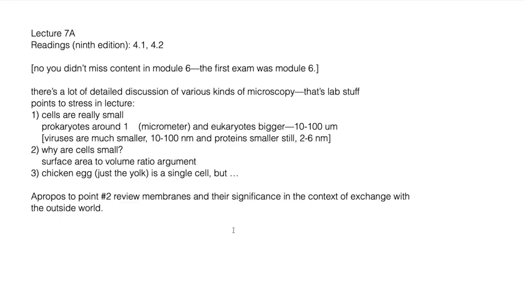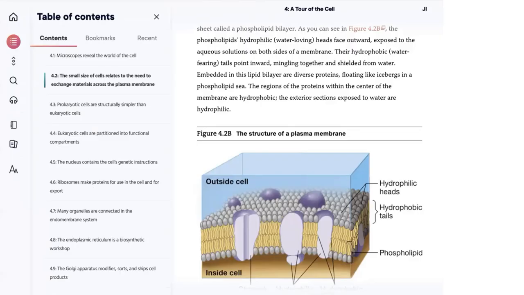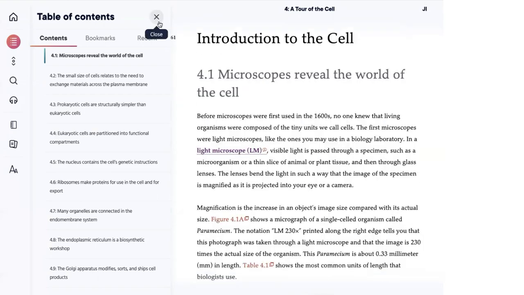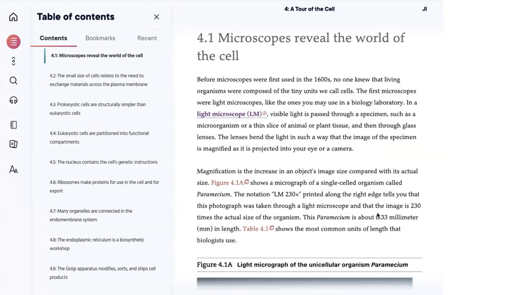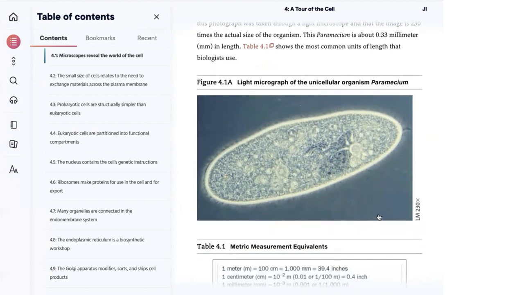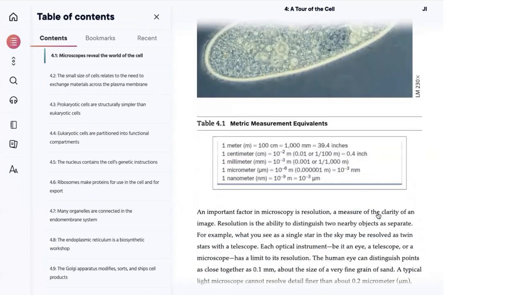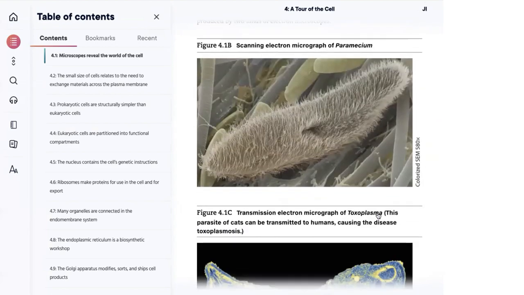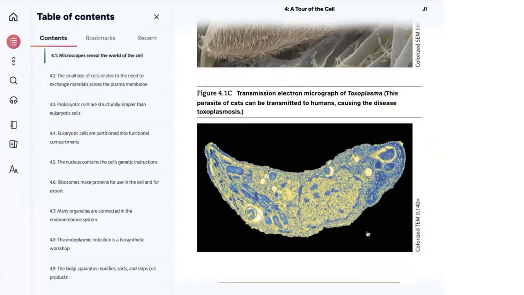There's a big opening part, and let me move over to that chapter. Okay, I'm actually going to go over to this one. There's a big beginning section on different kinds of microscopy. You've got light microscopy. You've got scanning electron microscopy. This is one that actually looks like a photograph. And then you've got transmission electron microscopy.